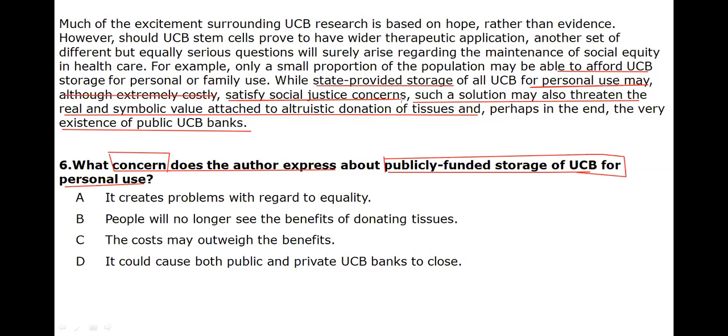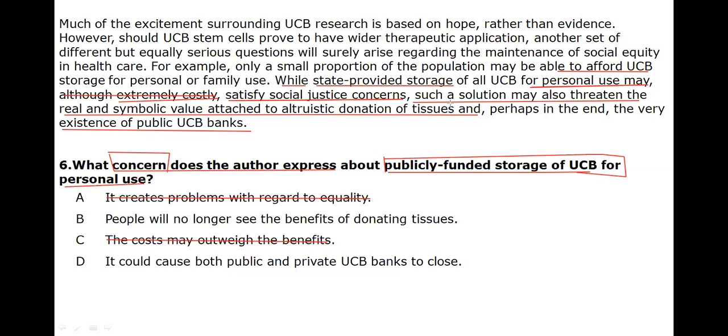So that is not a problem because it is used with while. Cost is not a problem because it is used with although. So you rule out this option. The cost may outweigh the benefits and it will satisfy social justice concerns because you don't have private banks anymore. You just have public banks. So social justice is also done, right? So equality is also solved.